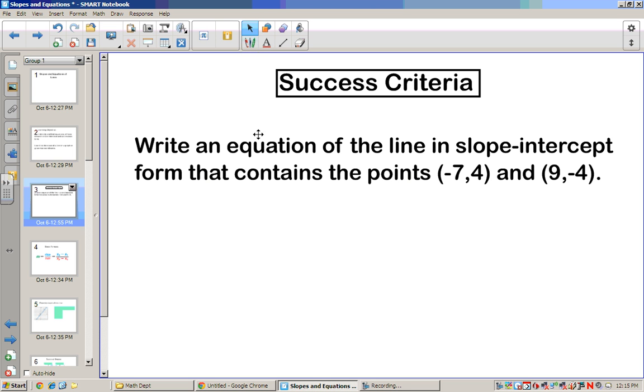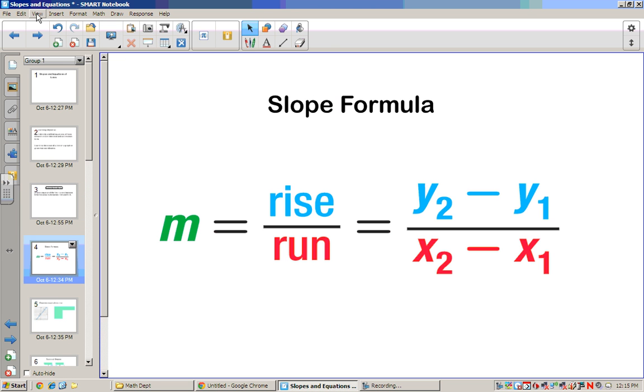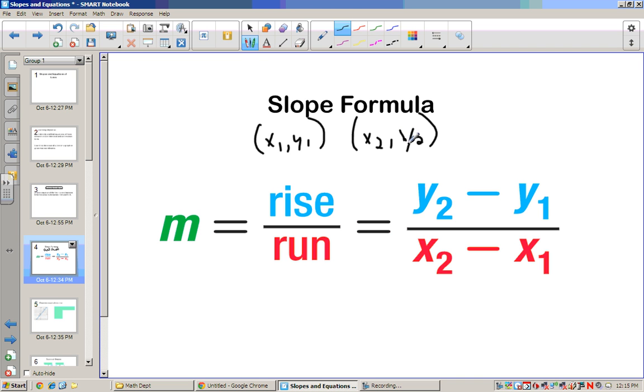By the end of the lesson, you will find the equation of a line in slope-intercept form that goes through those following points. First off, the slope. If we have 2 points, remember x comes first, and then y, and then another point where we have x2 and y2. If I want to find the slope, usually we call that m, and we take y2 minus y1, and we divide that by x2 minus x1.